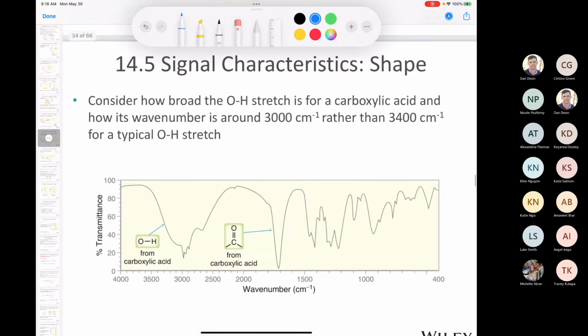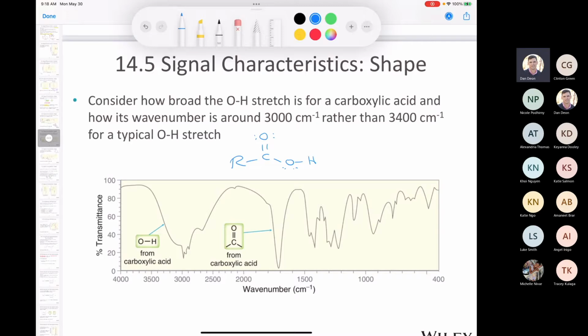Check this out. Consider how the oxygen-hydrogen stretch for a carboxylic acid has a wave number around 3,000 reciprocal centimeters rather than 3,400 for the typical oxygen-hydrogen stretch of an alcohol. So out of all the functional groups that are recognizable in the infrared spectrum, the carboxylic acid is the easiest of all of them. And you heard me say the word easy. It is the easiest of all of them to recognize.